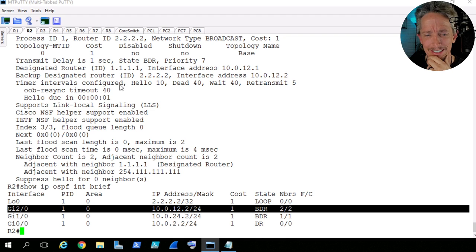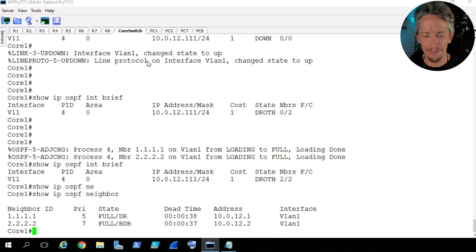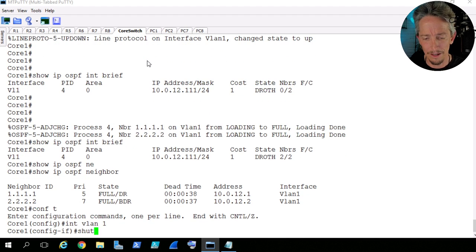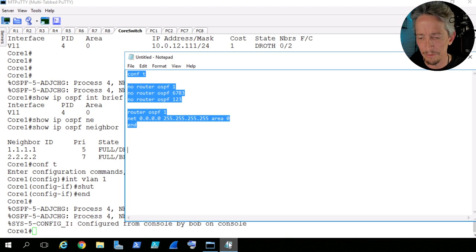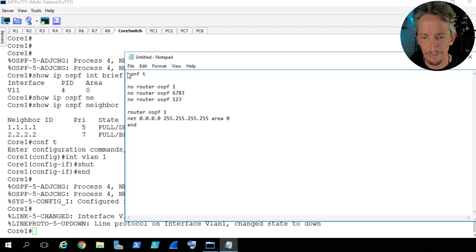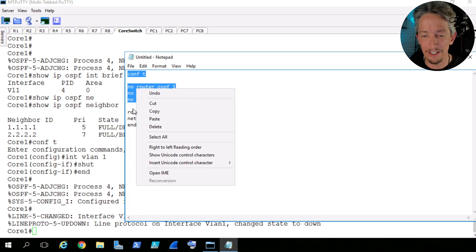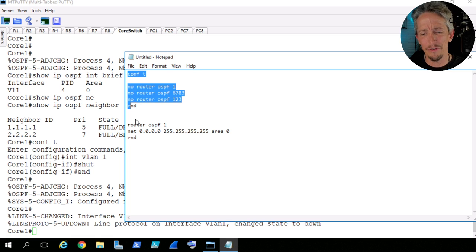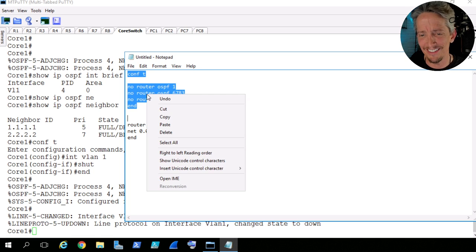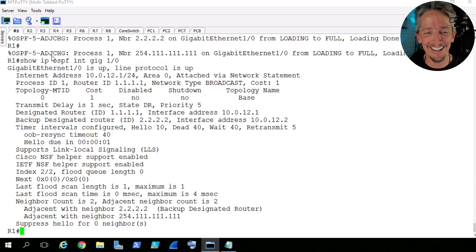If you're willing, let me shut this interface down. I'm going to take the core switch out of it so it's no longer a player. Goodbye. And then I'm going to remove OSPF from each of the routers and verify it's gone. So you might want to ask yourself, hey, Keith, what do you do with your days? This. Like, why isn't that working?